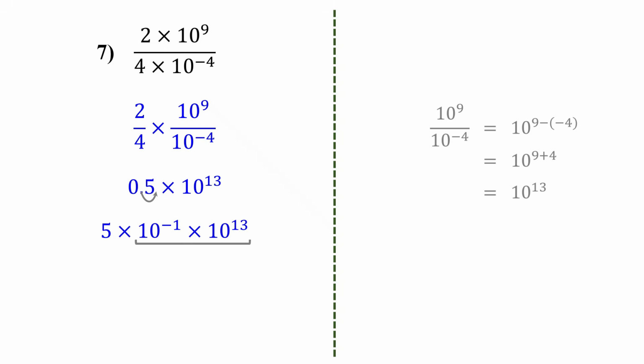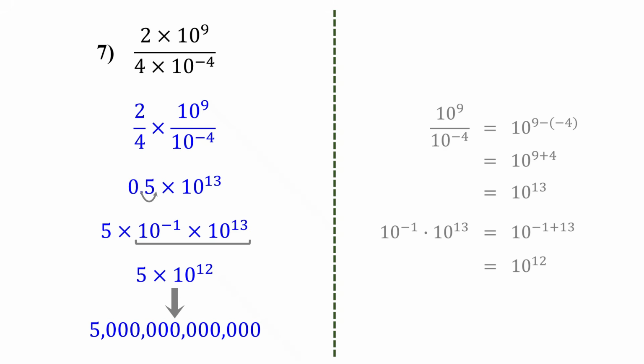Now combine these two powers of 10. Keep the base 10 and add the exponents. That gives us 10 to the 12th power. So, our final answer in proper scientific notation is 5 times 10 to the 12th power. To write that in standard form, start with 5 and move the decimal point 12 places to the right. That gives us 5 trillion.